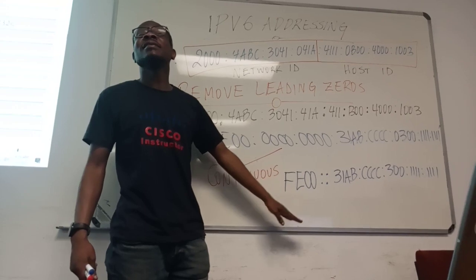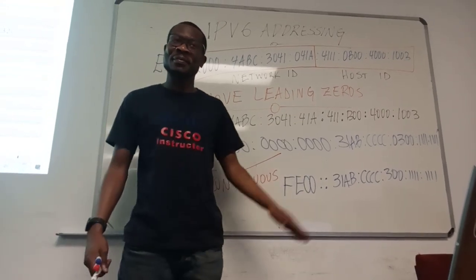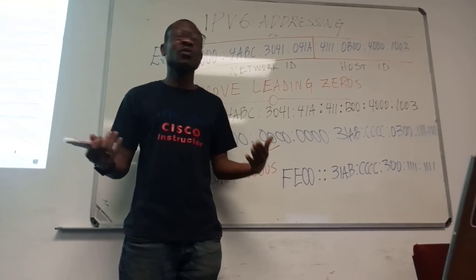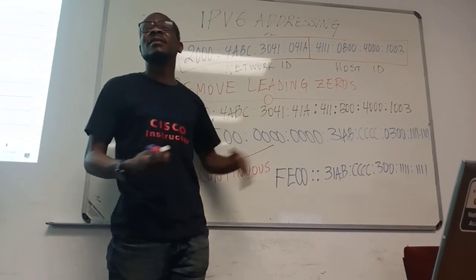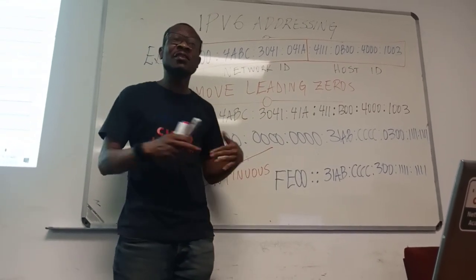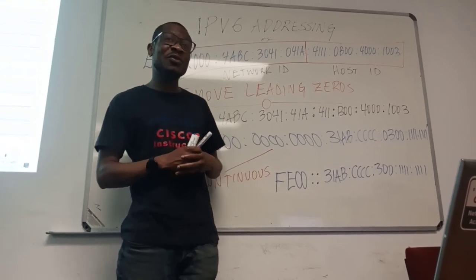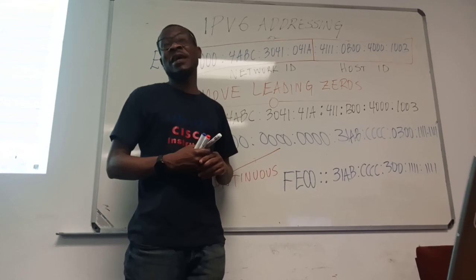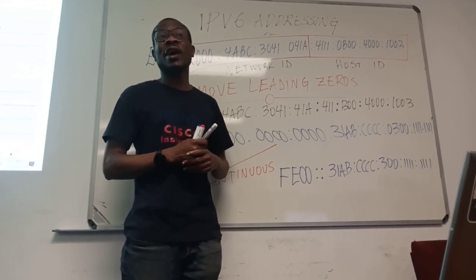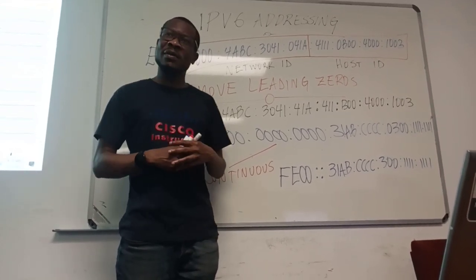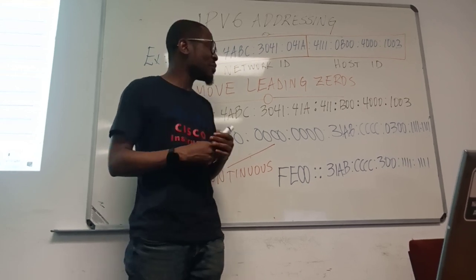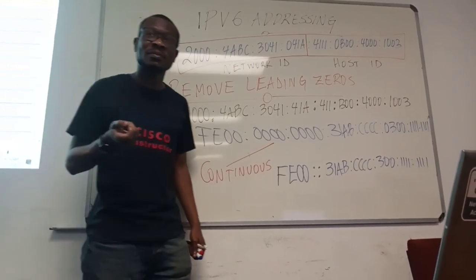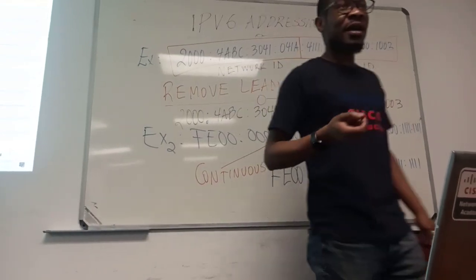There are questions for your international examinations or even for your local. They will give you an IPv6 with leading or continuous zeros, and they will ask you which one is the correct one. So after removing those zeros, which one is the correct one, right? So if you want me to give you another example, yeah, I can give you another one.